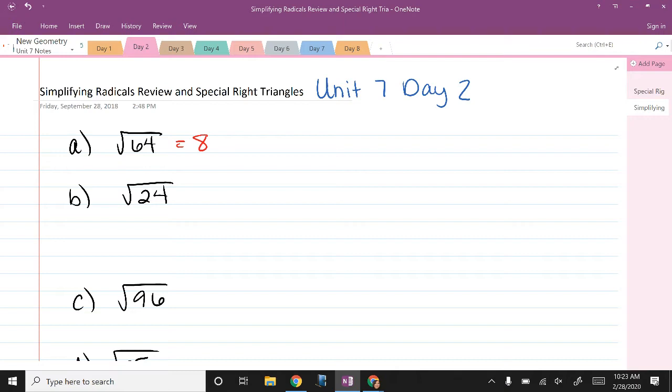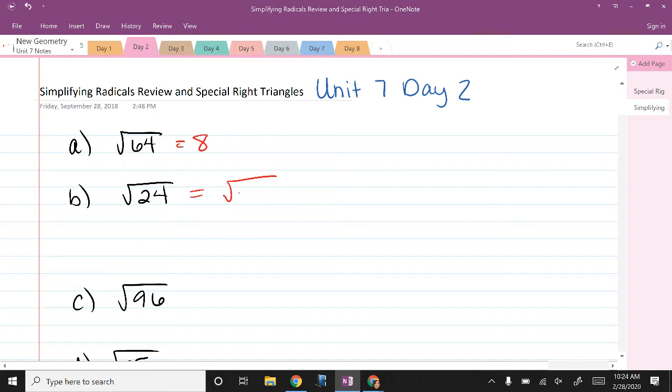Now, 24 is before you get to 25, right? So if there's a perfect square that goes into 24, then it's going to be one of these three, actually, because this one won't help us, right? Did any of those three numbers go into 24? 4 does, right? So 4 does. What times 4 equals 24?